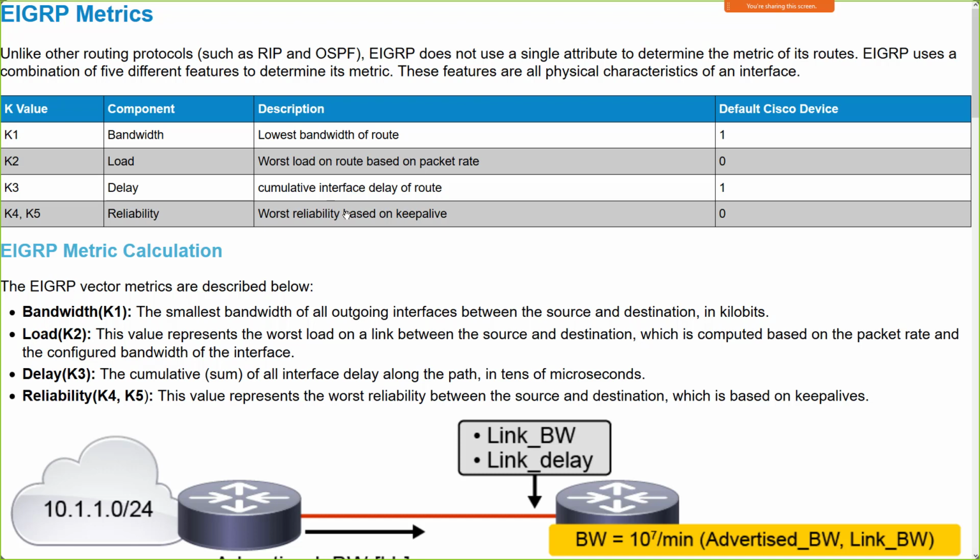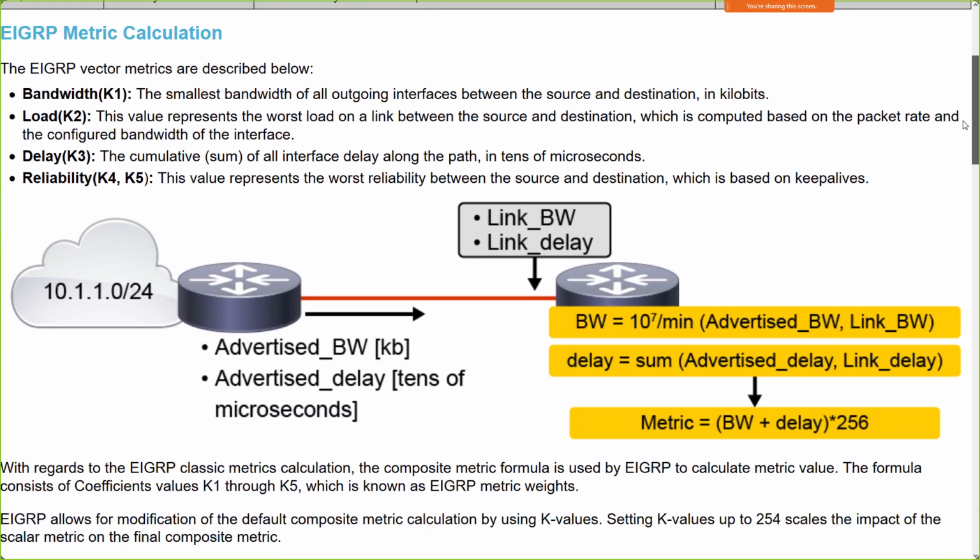Hopefully when we get into the advanced routing section, when we do ENARSI, we get into actually manipulating some of these values and doing some dynamic calculations with some labs and so on. All right. So bandwidth is K1, the smallest bandwidth of all outgoing interfaces between the source and destination in kilobits per second. Again, the formula for bandwidth is 10 to the power of 7 divided by that value. That becomes the bandwidth value.